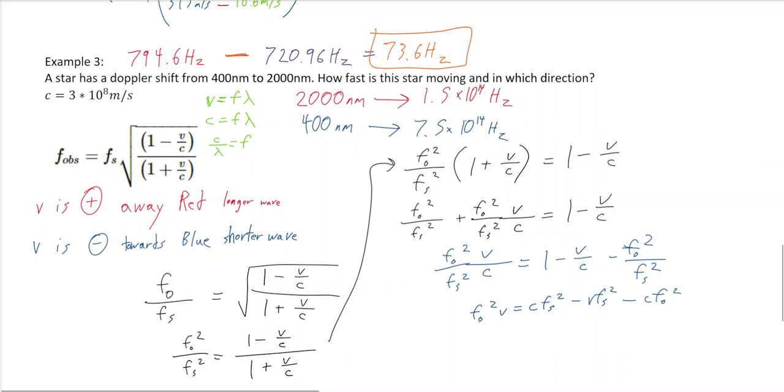Now we're going to divide by the f_o squared on both sides, so v, oh, we forgot to move this over. Nope, so we're going to move this guy back over this way now. So f_o squared v plus f_s squared v equals c f_s squared minus c f_o squared. Okay, now we're going to factor out the v's. We're getting there, guys, we're getting there. Plus this equals all of this.